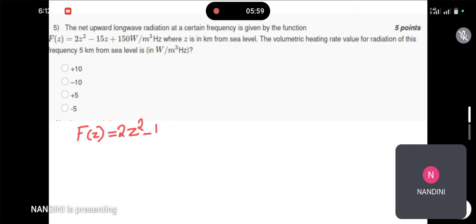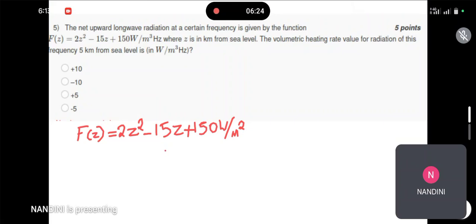F of z is given as F of z is equal to z square minus 15z plus 150 watt per meter square. So this is the radiation that is reaching the atmosphere. We need to find how much heating in the atmosphere this particular intensity of radiation results in. So that's what we need to find out.